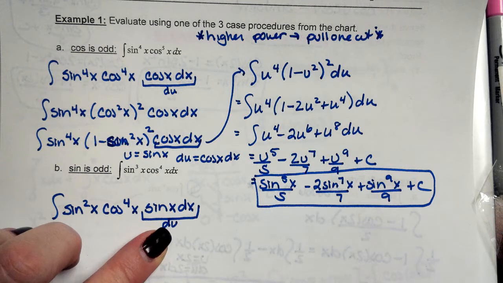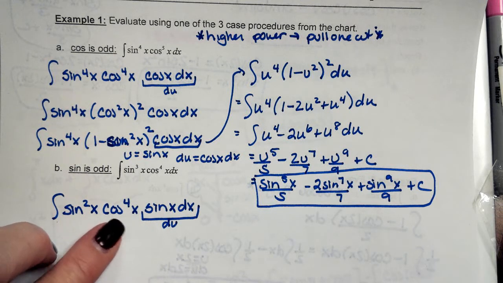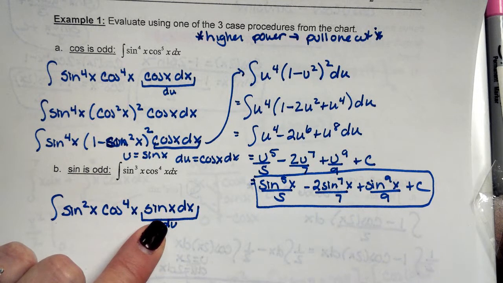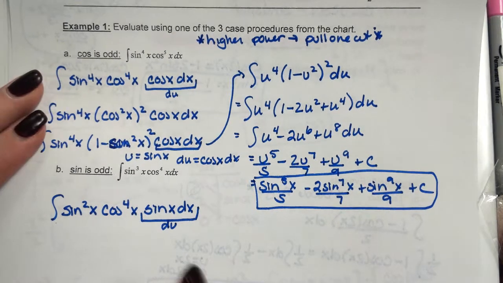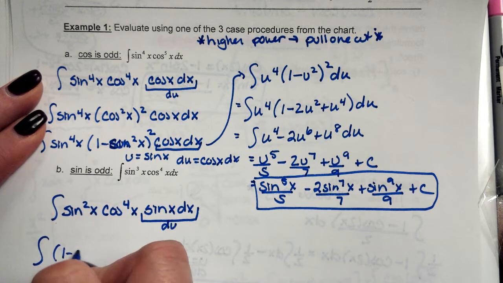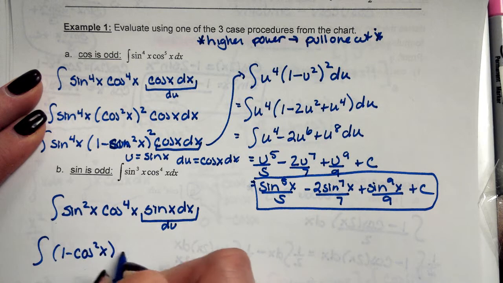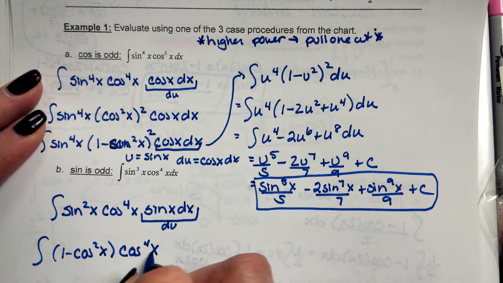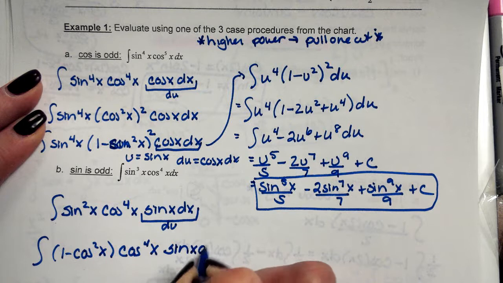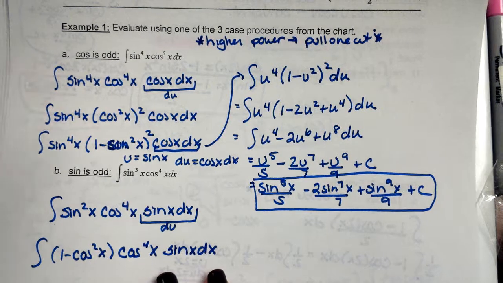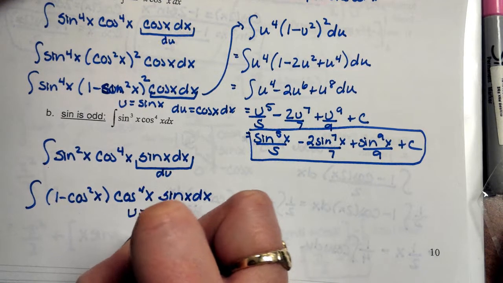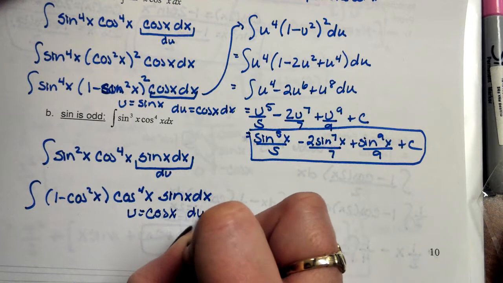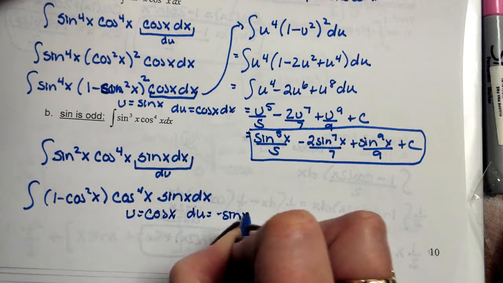So since I want that to be my du, I know the derivative of cosine is a negative sine. So I want to rewrite this whole entire integral in terms of cosines so that this is going to be my du. So here's this sine squared that I can do a Pythagorean identity substitution on. So I have 1 minus cosine squared of x times cosine to the fourth of x times sine of x dx. Now you're ready to do your u sub. So u is equal to cosine of x. Du is your negative sine of x.